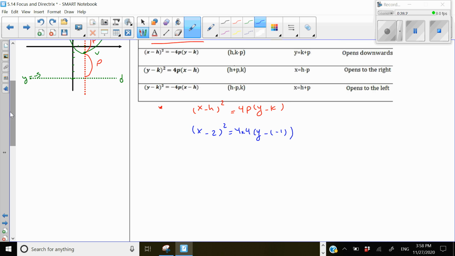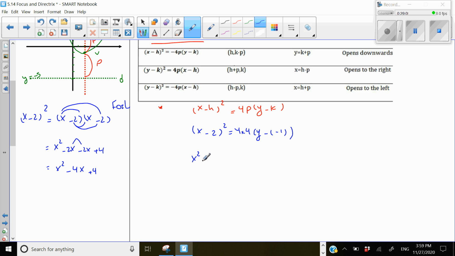Okay, now I'm going to start simplifying this equation. On the left side, I have x minus 2 squared. So I'm going to expand this first. X minus 2 squared is x minus 2 times itself. So I use the FOIL method to find this. So this is going to be x times x, x squared, x times -2, -2 times x, and -2 times -2. Then combine the like terms. It will be x squared minus 4x plus 4. So the left side is x squared minus 4x plus 4. And the right side I have 4 times 4, 16, and y minus -1 will be y plus 1.